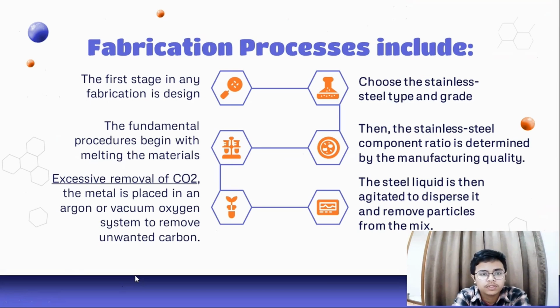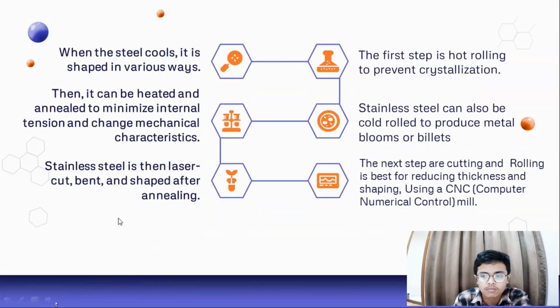The first step in any fabrication is design and choosing the stainless steel type and grade. The stainless steel component ratio is determined by the manufacturer's quality. The fundamental procedure begins with melting the materials, then removal of CO2, or carbon dioxide. The metal is placed in an argon or vacuum oxygen system to remove unwanted carbon, and then the liquid steel is agitated to disperse it and remove particles from the mix.